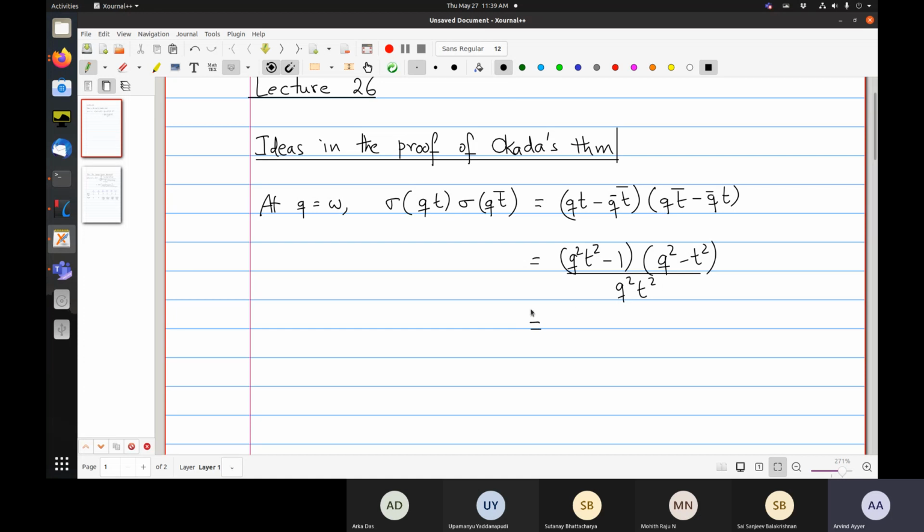Okay, and so now let me expand. So this will give me q to the 4 t squared minus q squared times 1 plus t to the 4. Right? This will give a 1, this will give a t to the 4 plus t squared. So divided by the same thing.